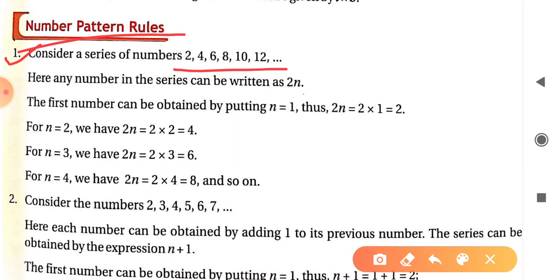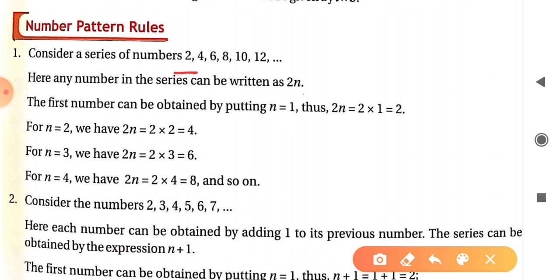Here we are given a series of numbers and we can write it as 2n, because all these numbers are multiples of 2: 2, 4, 6, 8, 10, 12 and so on. So we can write its number pattern as 2n. To find its first term, we put n equal to 1. Then it becomes 2 multiply 1 is equal to 2. So the first term is 2.